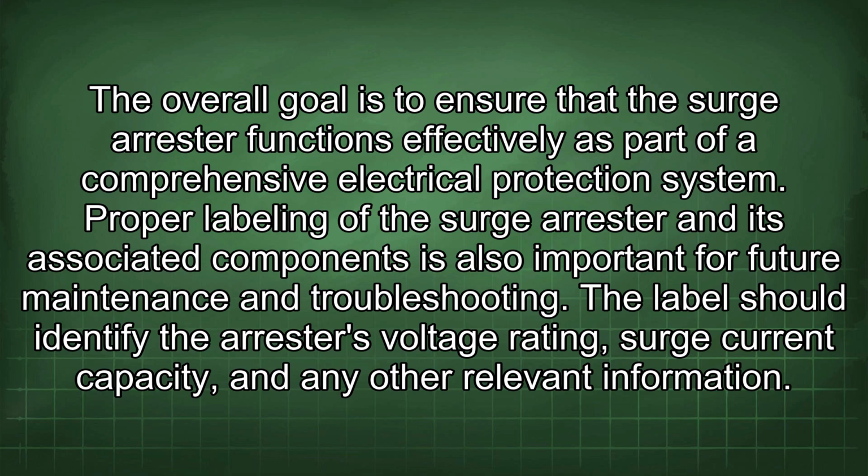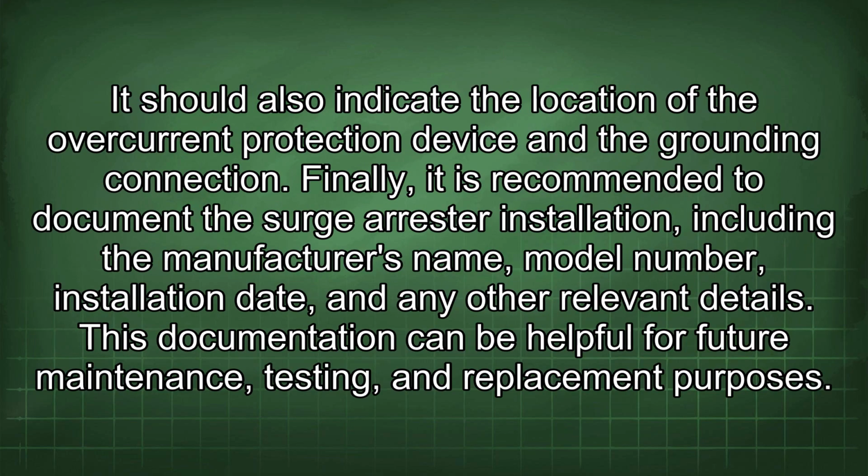Proper labeling of the surge arrestor and its associated components is also important for future maintenance and troubleshooting. The label should identify the arrestor's voltage rating, surge current capacity, and any other relevant information. It should also indicate the location of the overcurrent protection device and the grounding connection.